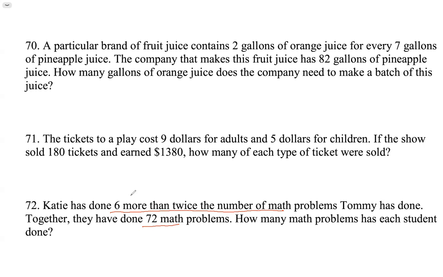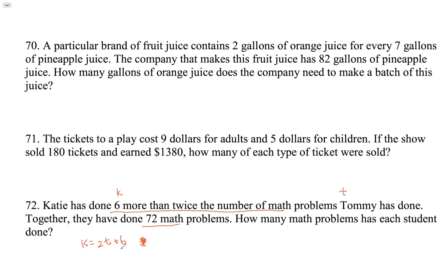Okay, let's call Katie done K many. Let's call Tom done T many. So Tom has done T many, right? So what's the relationship between K and T? So Katie has done 6 more than twice the number Tom has done. How many Tom has done? T many. So K equals 2T plus 6.